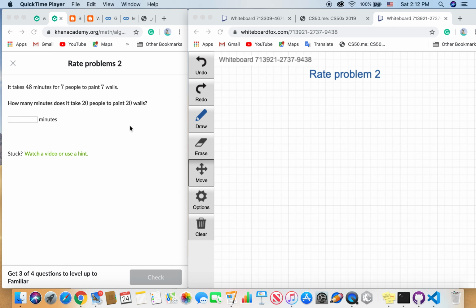Welcome back. Today we will do some work with units on Khan Academy again. We will be focusing on rate problems 2 today. So let's take a look.